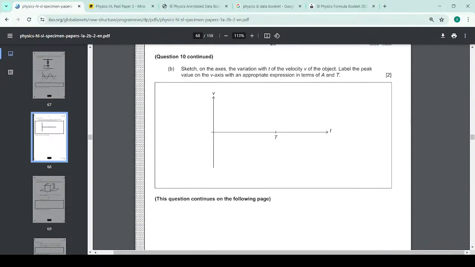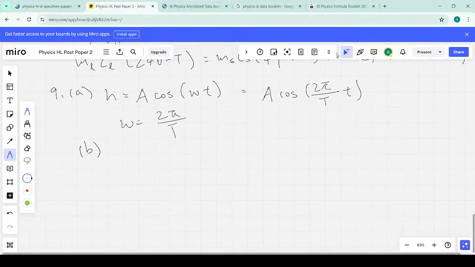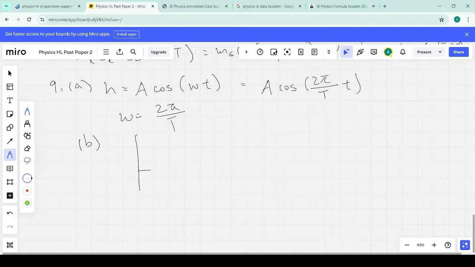Sketch on the axis the variation with t of the velocity v of the object. Label the peak values on the v-axis with an appropriate expression in terms of a and t. So velocity, okay. So this was the xt diagram.